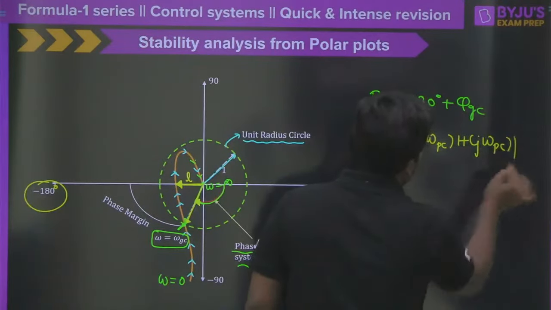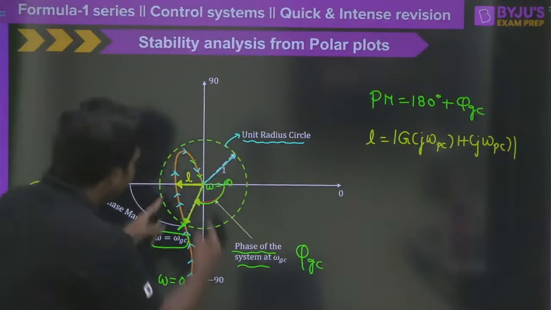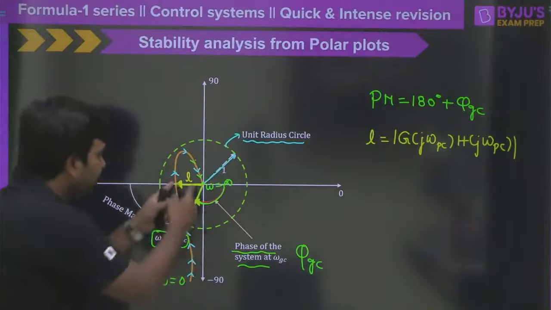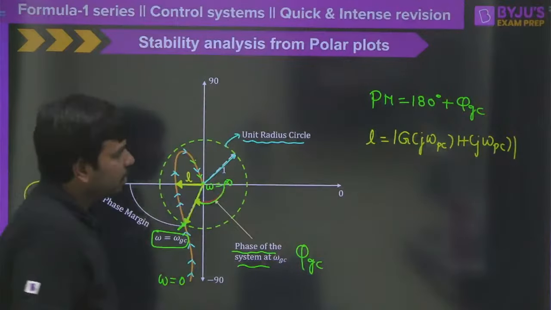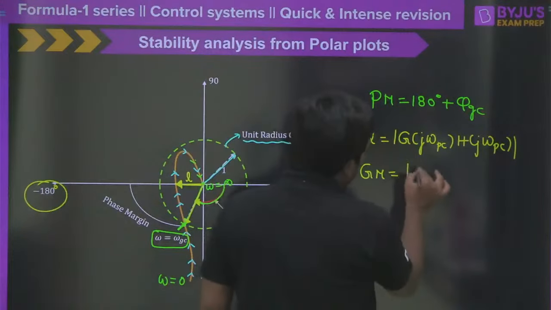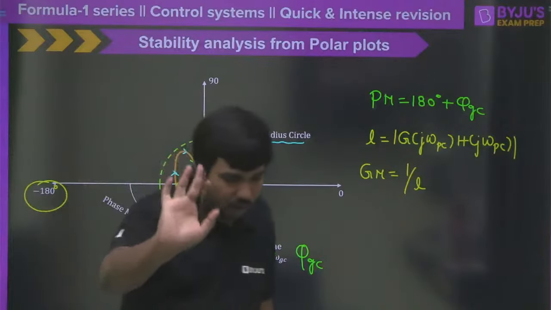Clear? That means at the frequency at which the phase becomes minus 180 degrees, the length of the vector is nothing but the magnitude of the vector. But what is your gain margin now? The gain margin could be written as 1 by L. Clear? Gain margin is written as 1 by L. This is the way how you will be able to find it.